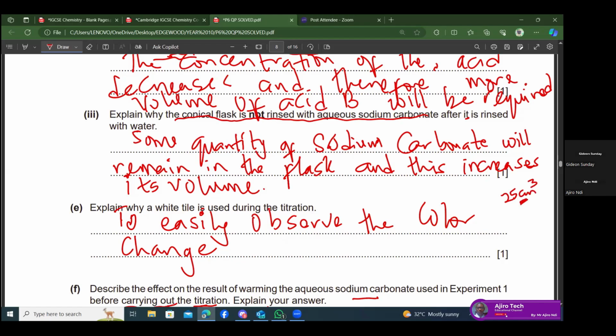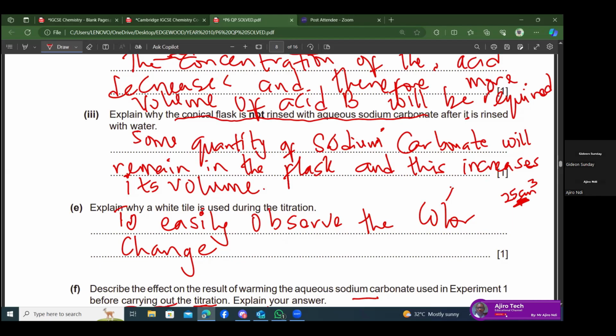So if you have measured 25 centimeter cube in a measuring cylinder, and then you now rinse the conical flask with some quantity of sodium carbonate, some droplets of sodium carbonate will remain in the conical flask. And by the time you add 25 centimeter cube of it again into the conical flask, it will be more than 25. And that will affect the titer value because you have increased the volume of sodium carbonate to be used. So it doesn't make the experiment accurate enough.